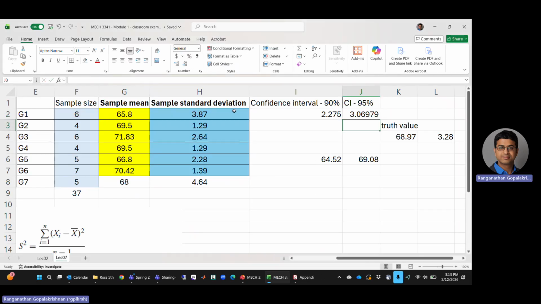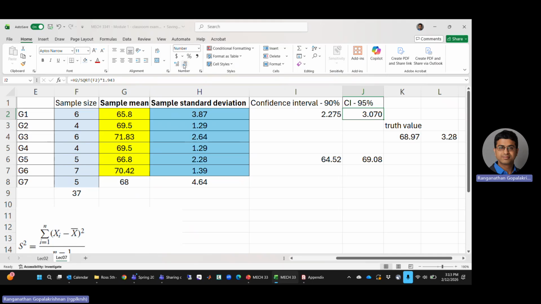I know you're following, but what I'm trying to do is show you that if you take a sample mean and you want a lower degree of confidence, the range is narrower. It will look like it's just 2.275 units. If you wanted more confidence, then the range increases.